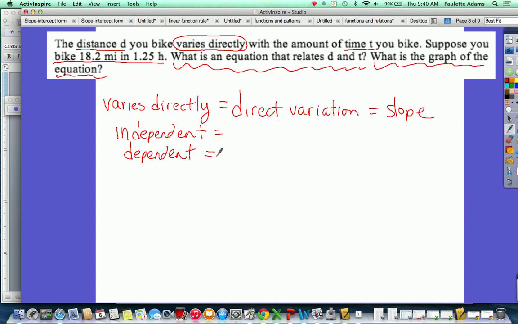Okay, distance is dependent upon time. So who's your X? Time, very good. And who's your Y? Distance. Distance is dependent upon time.